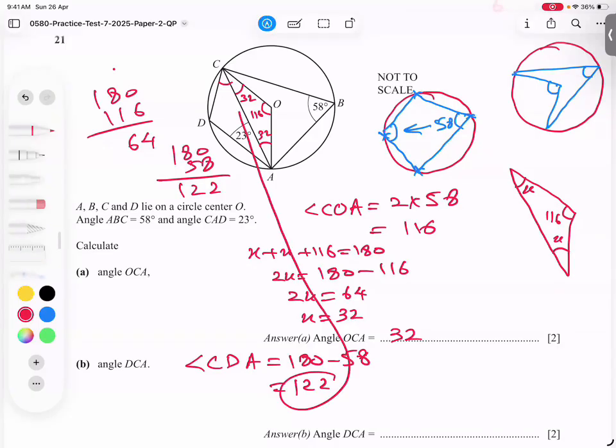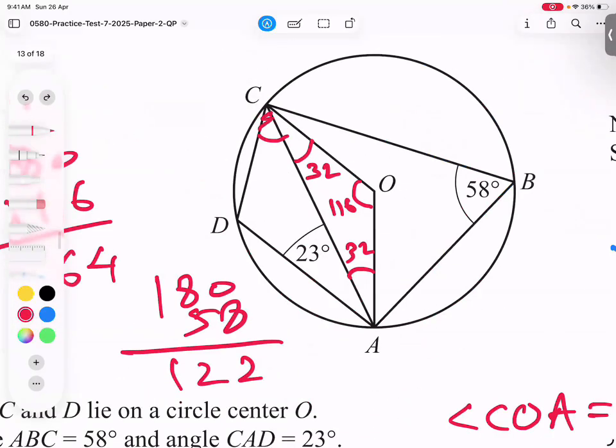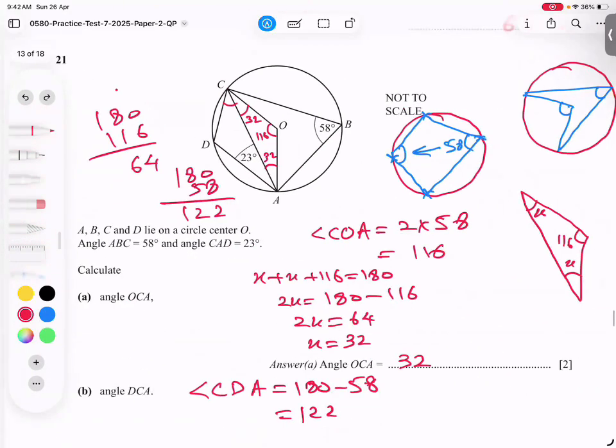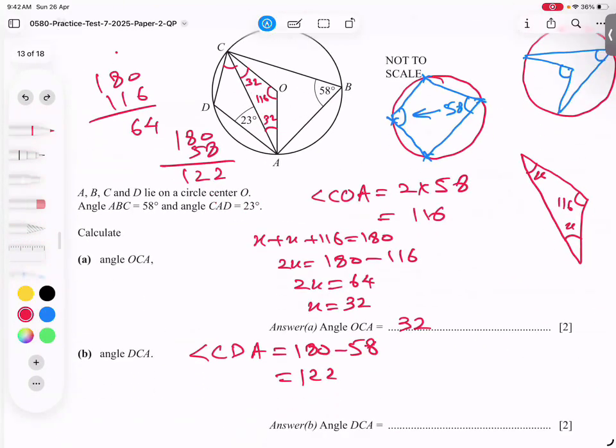So 122 is this angle, and we are looking for the triangle. If we focus on this triangle, students, this one, so 23 and this, we can find easily. So how to say this one now? It means angle DCA is 180 minus the sum of this and this, so 122 plus 23. So it is very clear.